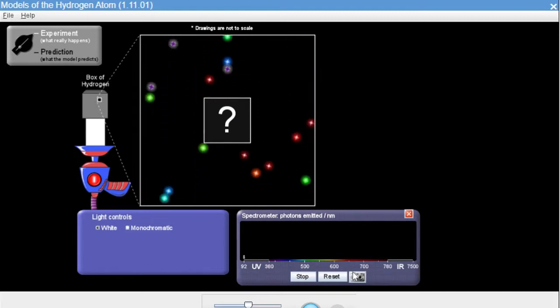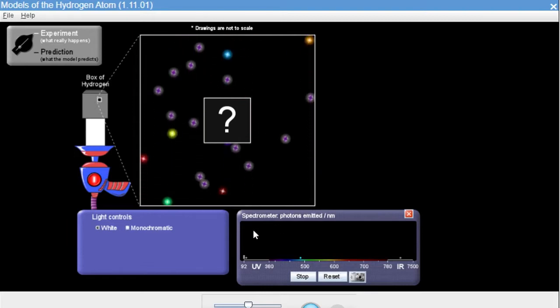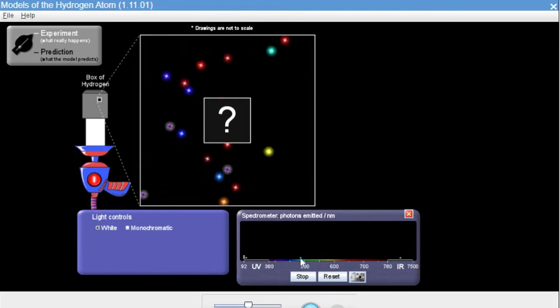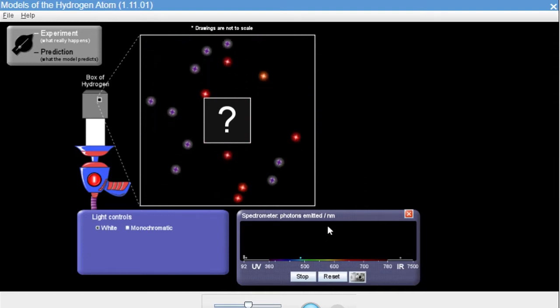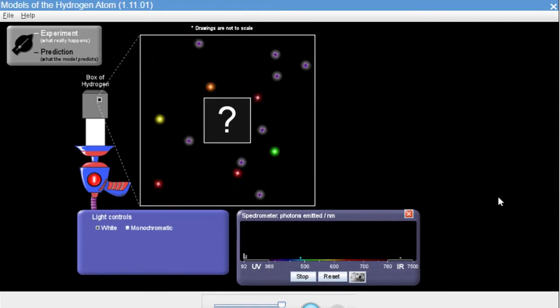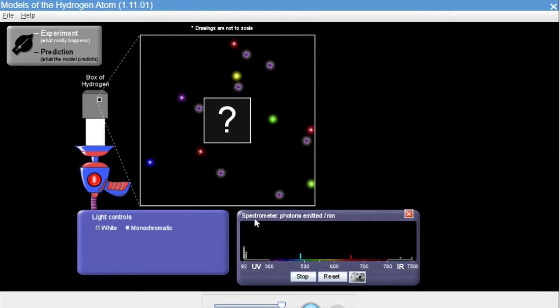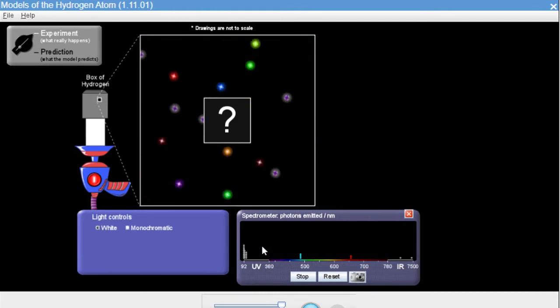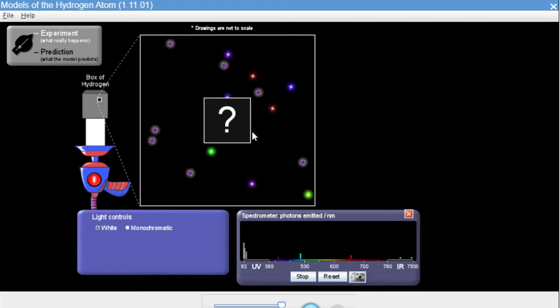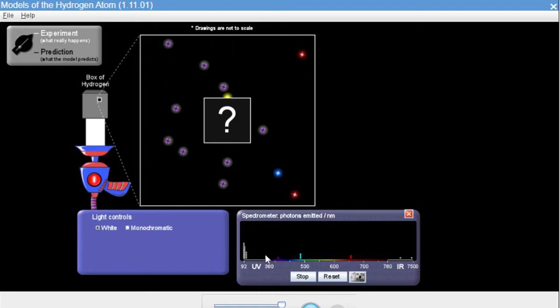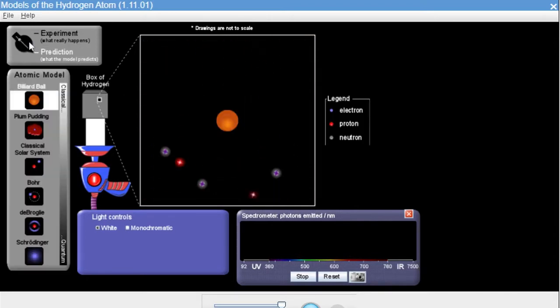And I'm going to speed this up, and we can look at the spectrometer, and it shows you what colors of light in nanometers are emitted. And so you can see that as white light is shown at hydrogen, it absorbs some of the light and redirects it in different directions, and the light that is redirected is only these few colors. You have some different types of UV, you have some blue, some green, some red, and a few in the infrared spectrum.